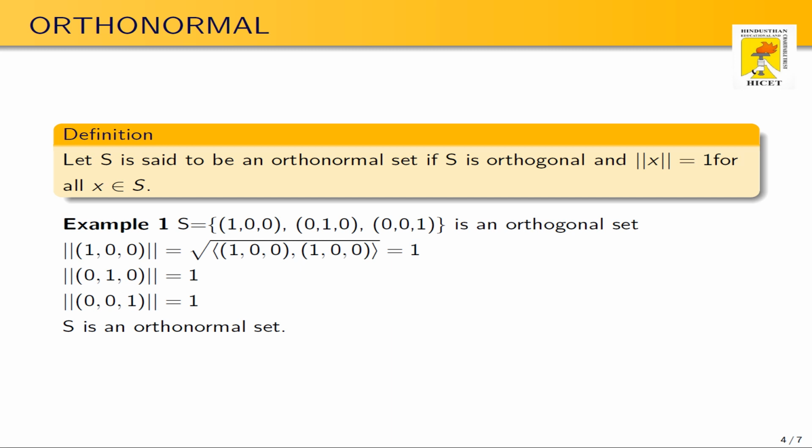The example: here we take S equal to (1, 0, 0), (0, 1, 0) and (0, 0, 1), which is an orthogonal set. Taking the norm of (1, 0, 0), which gives the value as 1. In a similar way, the norm of (0, 1, 0) equals 1 and the norm of (0, 0, 1) is 1. Therefore, S is an orthonormal set.